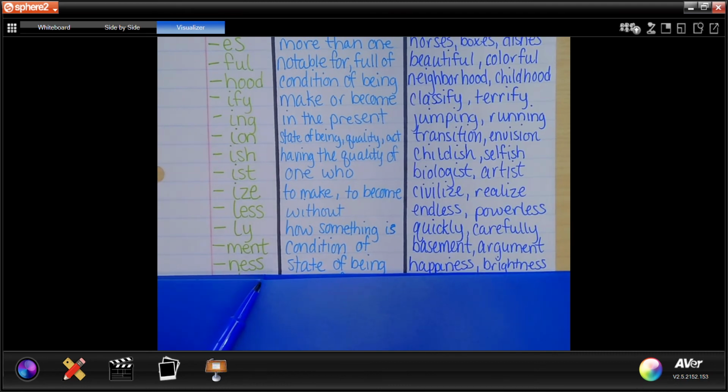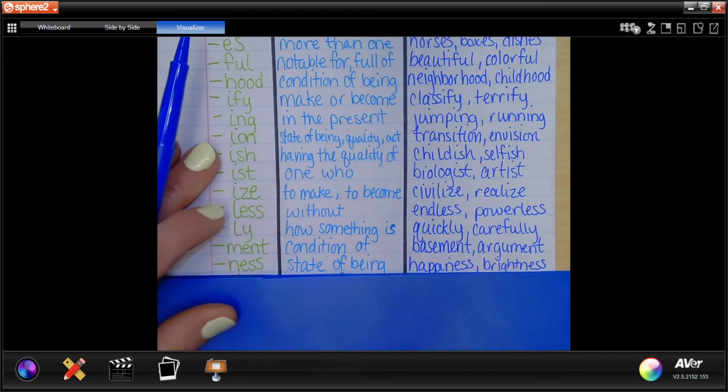Ness is the next suffix. It means state of being. One example is happiness. Happiness is the state of being happy. Another example is brightness, which means a state of being bright.